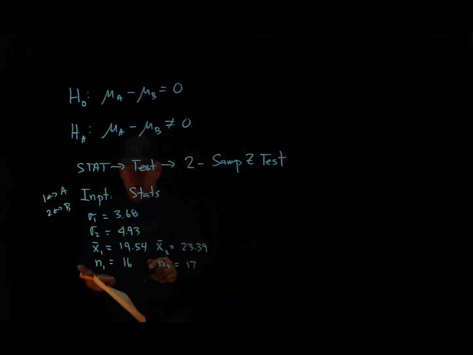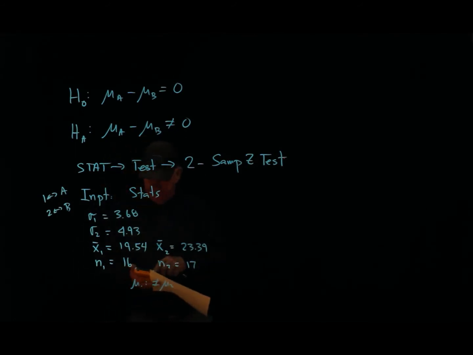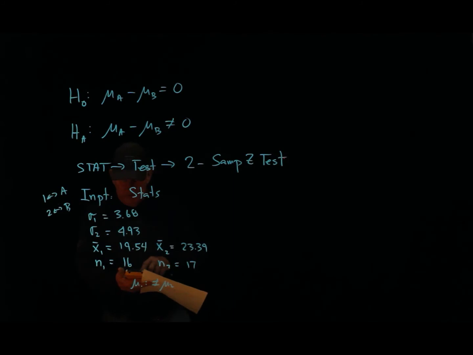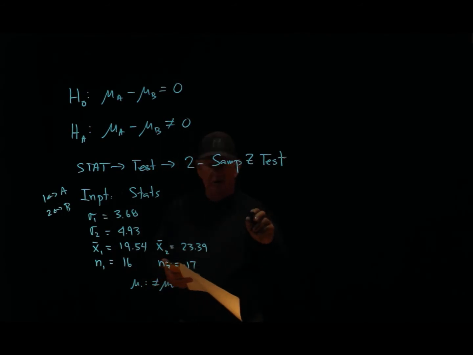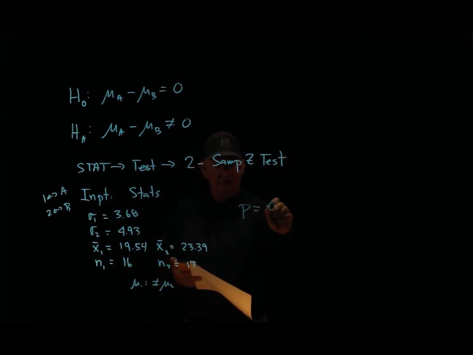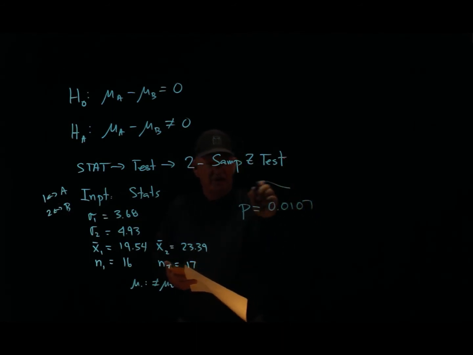Two-tail, one-tail, no tails, three tails. You have to cover mu 1 does not equal mu 2. And when you do that, and you tell the calculator to calculate, the only thing we really need to look at here is P is equal to 0.0107.